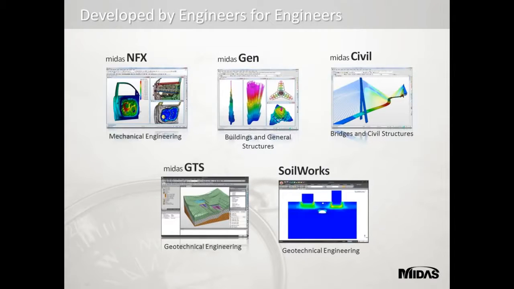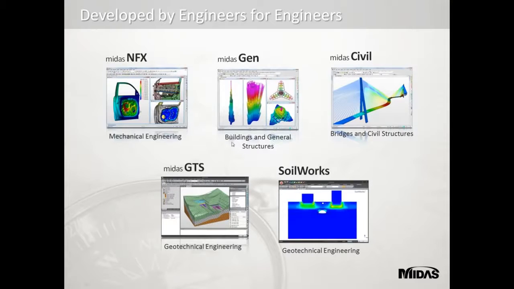We have 5 main software that we distribute in the New York office. As you can see, we have Midas NFX, which is our mechanical engineering software. We also have Midas Civil, which is specialized in bridges and civil structures. And also we have 2 software for geotechnical engineering, which are Midas GTS and also SoilWorks. GTS is a 3D and 2D software, and SoilWorks is specialized in 2D analysis.